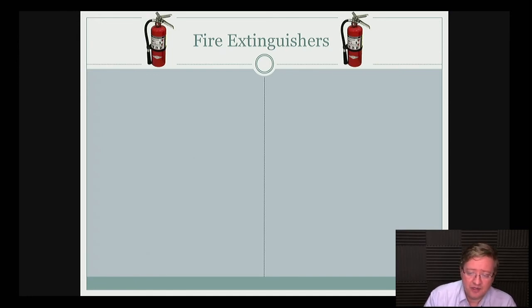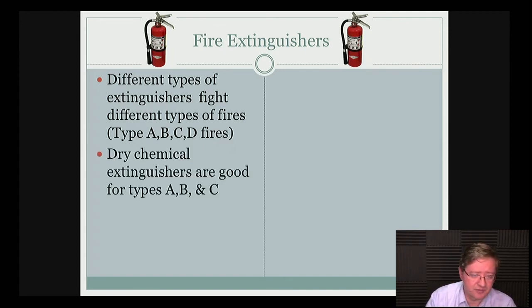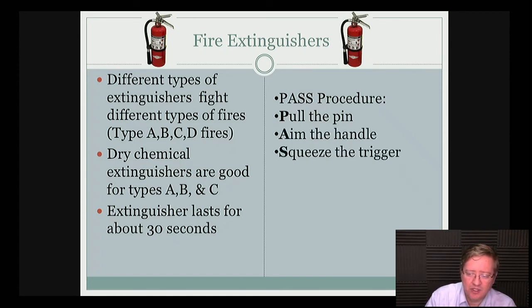So knowing about fire extinguishers, know that there's different types. What are A, B, C, D? They're not just letters that you get in this class or something like that. If it's a dry chemical extinguisher, A, B, C. Extinguishers last for about 30 seconds, and you have what's called the PASS procedure. Pull the pin, aim the handle, squeeze the trigger, and sweep.